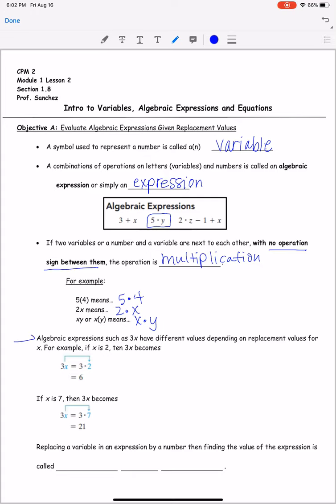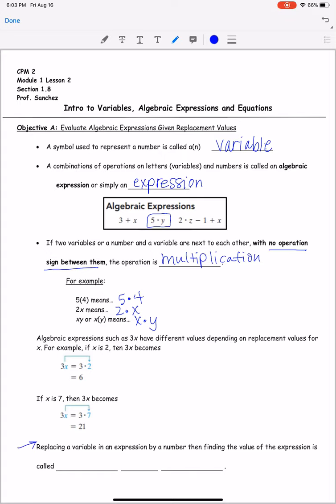So right here it says an algebraic expression such as 3x has different values depending on replacement values for x. For example, if we say x is 2, then 3x becomes 3 times 2, so your answer here is 6. But if we say x is 7 instead, now that's 3 times 7, and my answer is 21. It doesn't matter what you plug in for x in an expression. You can plug in any number that you want, and more times than not you're going to get a different answer, but there's not one right or one wrong thing to plug in there.